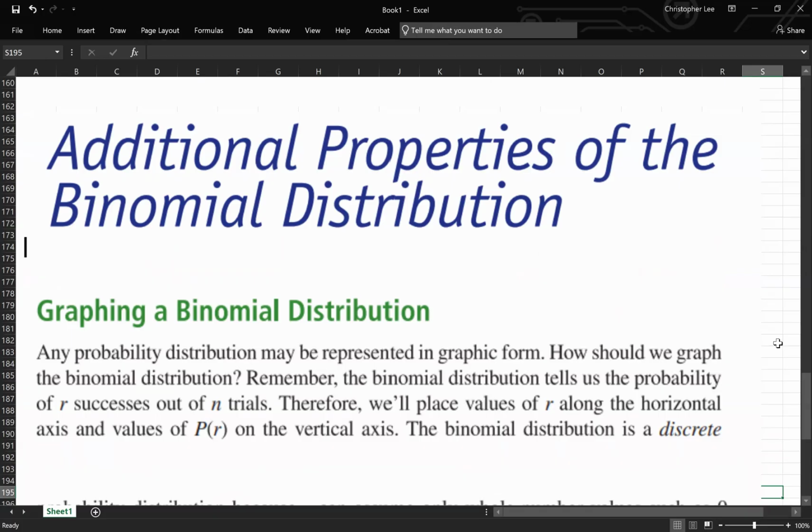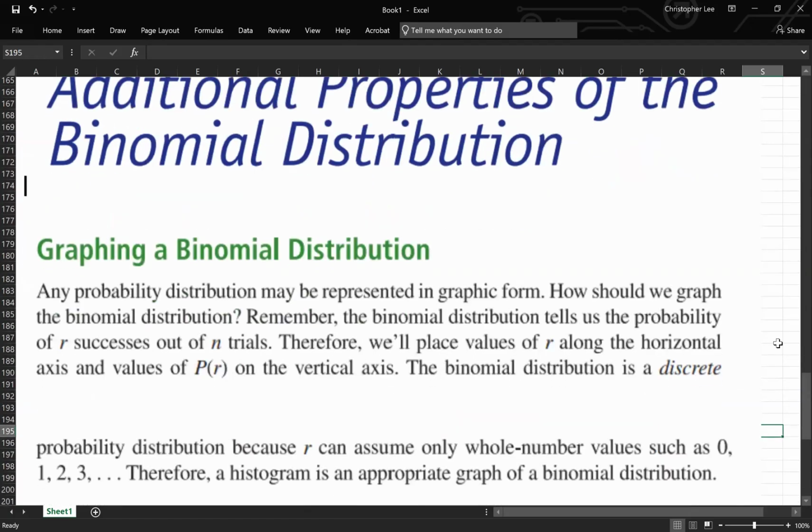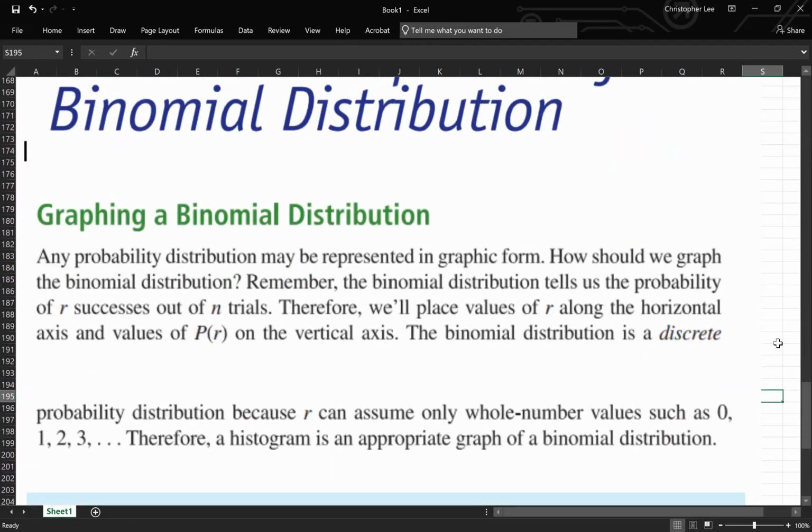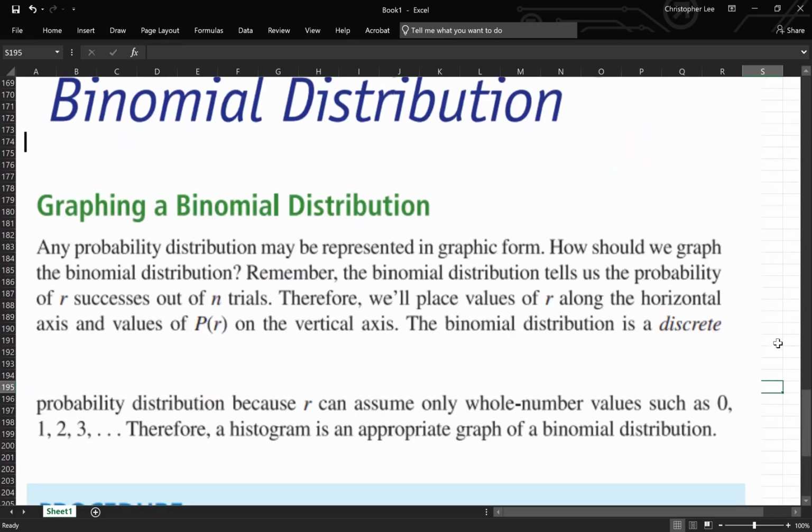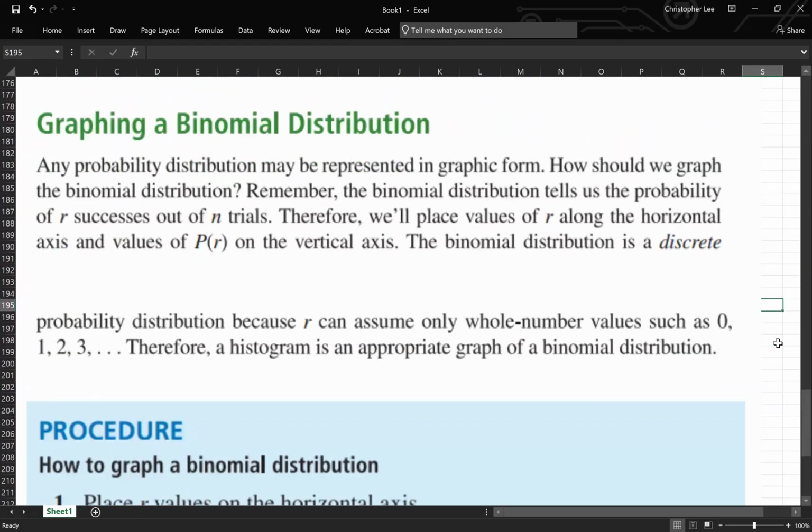How should we graph the binomial distribution? Remember, the binomial distribution tells us the probability of r successes out of n trials. Therefore, we place values of r along the horizontal axis and values of the probability of r on the vertical axis. The binomial distribution is a discrete probability distribution because r can assume only whole number values such as 0, 1, 2, 3, etc. Therefore, a histogram is an appropriate graph of a binomial distribution.